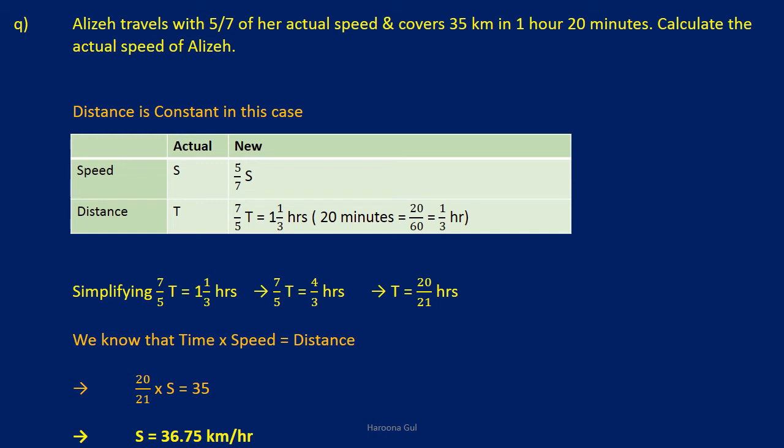Now, this can further be simplified to get 4/3 hours. So, 7/5t is equal to 4/3 hours. And transposing 7/5 to the other side, we will get t equal to 20/21. Now we know that time into speed is equal to distance. Time here is 20/21 hours and distance is 35 kilometers. So 20/21 into speed is equal to 35. Simplifying it, we get the actual speed equal to 36.75 kilometers per hour. Right?